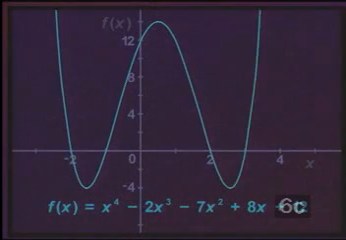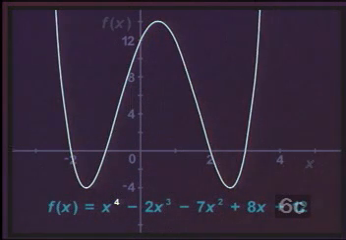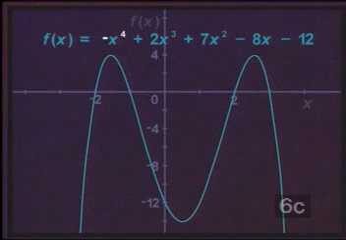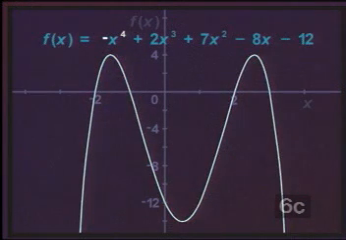If the degree of a polynomial is even and the coefficient of the highest degree term is positive, then the graph of the function falls from the far left and rises to the far right. A negative coefficient causes the graph to rise from the far left and to fall to the far right.